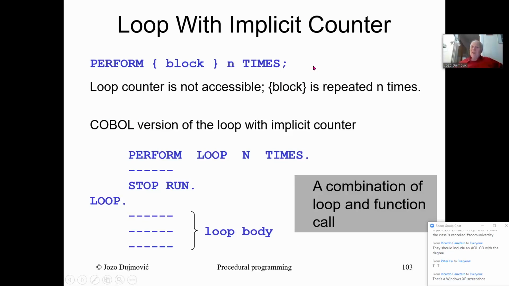One particularly nice and frequently used type of loop is loop with implicit counter, if you have it. So you want to execute this block 50 times.